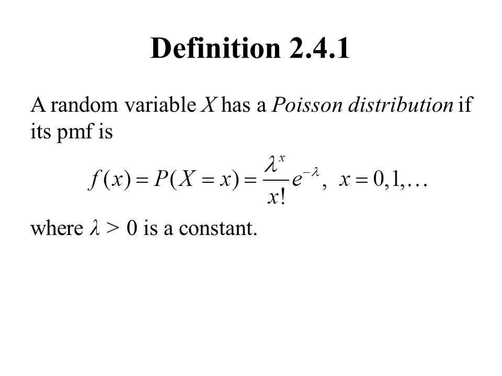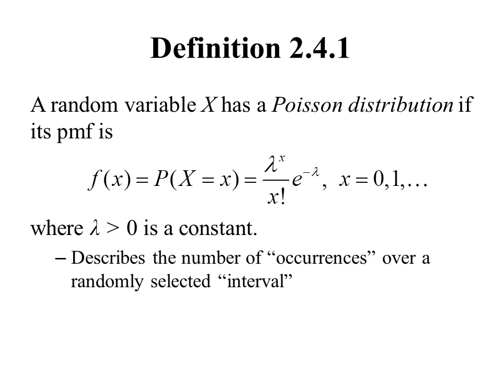There's no combinations or permutations or anything like that. It's just exponents and factorials. Now, the next question is, what can we do with a Poisson distribution? Well, Poisson distribution has a lot of different applications. One common type of application is that it describes the number of occurrences over a randomly selected interval.